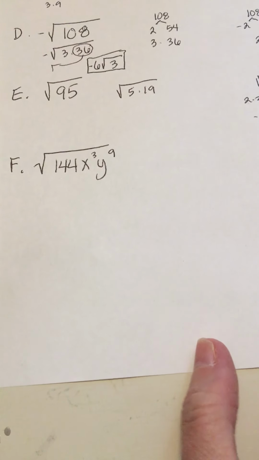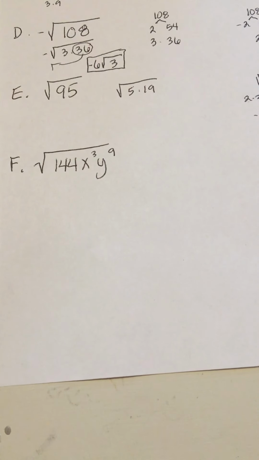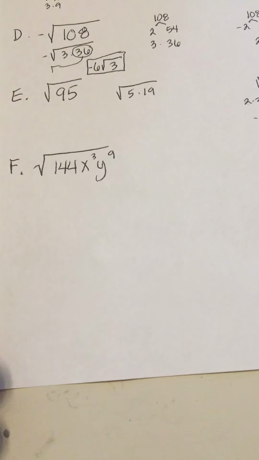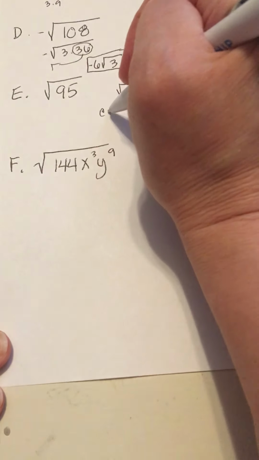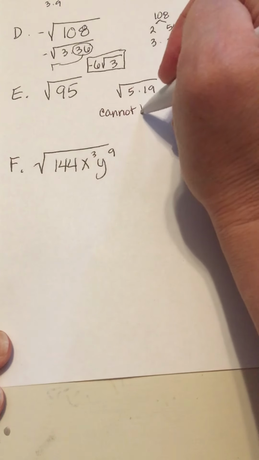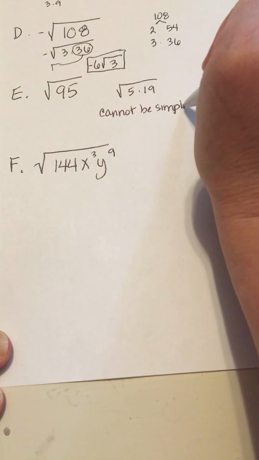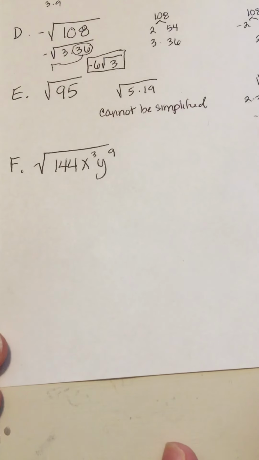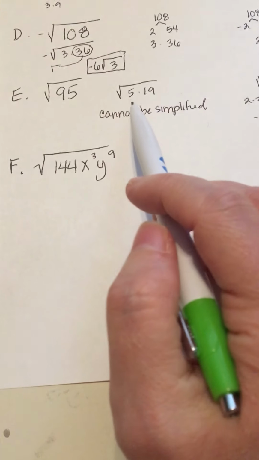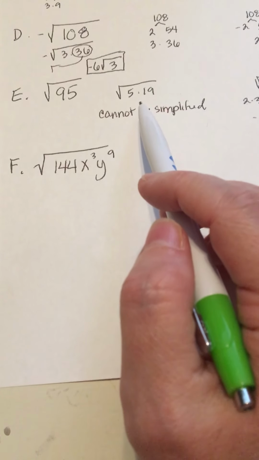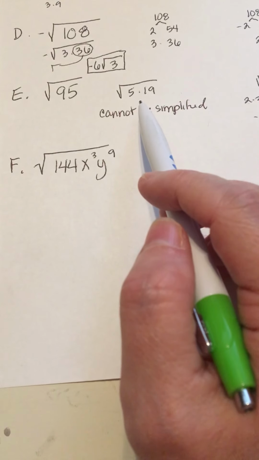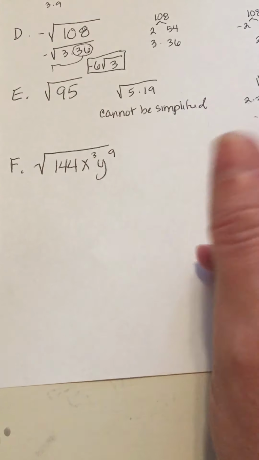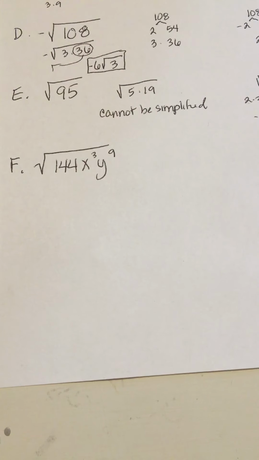So I look and see, okay, can I take the square root of either of these? Is there a square root of 5 or a square root of 19 that comes out evenly? No, there's not. Those are both prime. And so this is one of those that cannot be simplified. It's just the square root of 95, because there's no factor of 95 that is a perfect square. So don't be fooled by any of those.